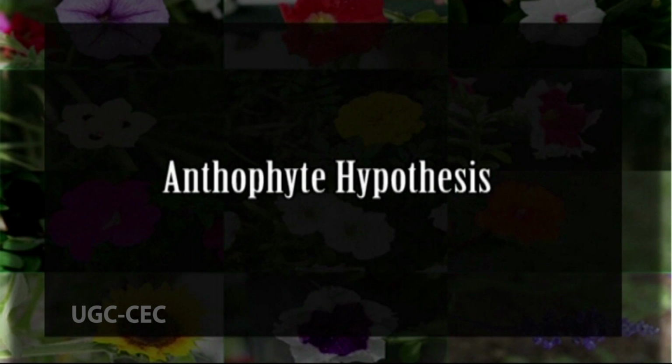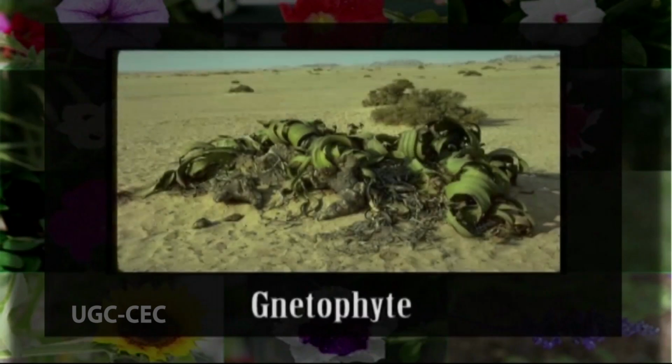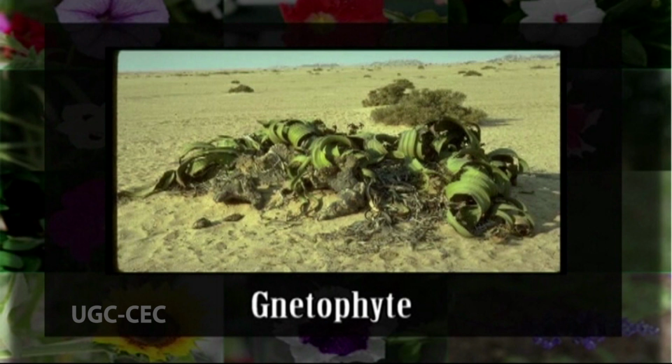Now, let us discuss the Anthophyte hypothesis. In 1986, Donoghue and Doyle proposed that flowering plants were derived from Gnetophytes. The Anthophyte hypothesis was developed further in later years. However, after reconsidering incongruent molecular, phylogenetic and morphological data, the Anthophyte hypothesis was rejected by the authors in 2000.